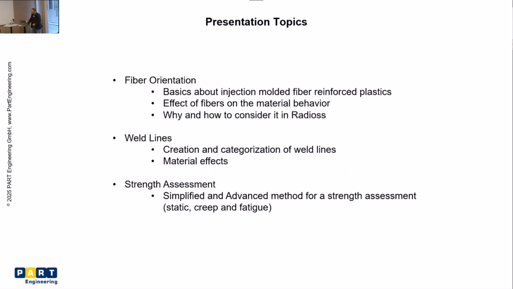The main effect that comes to your mind when you think about fiber reinforced injection molded plastics is, of course, the fiber orientation. This is something very important to consider in the simulation because it has a huge effect on the material properties of such plastics. And if an injection molded plastic part is used in a way that, for example, a mechanical load is applied, then usually it is fiber reinforced, because only then can it withstand certain loads for industrial application.